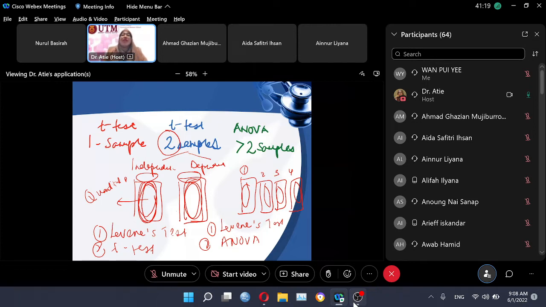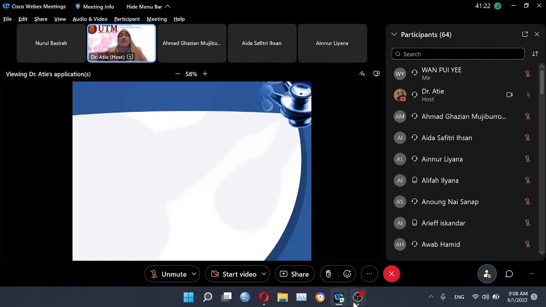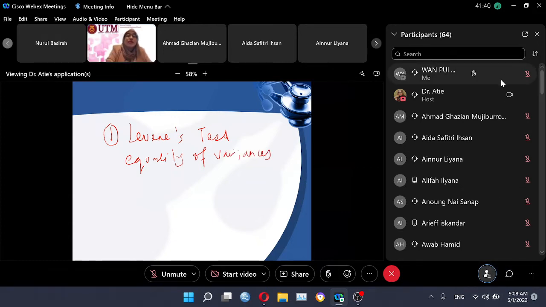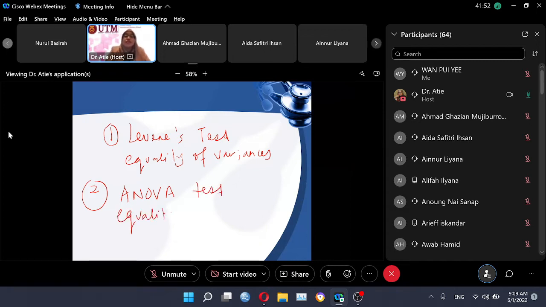All right. So that's all about the t-test and ANOVA. So what I can summarize: the first thing, we need to do the Levene's test to check the equality of variances. And then the second step, we need to do the ANOVA test to check the equality of means. So there are two tests that we need to do for this ANOVA analysis.